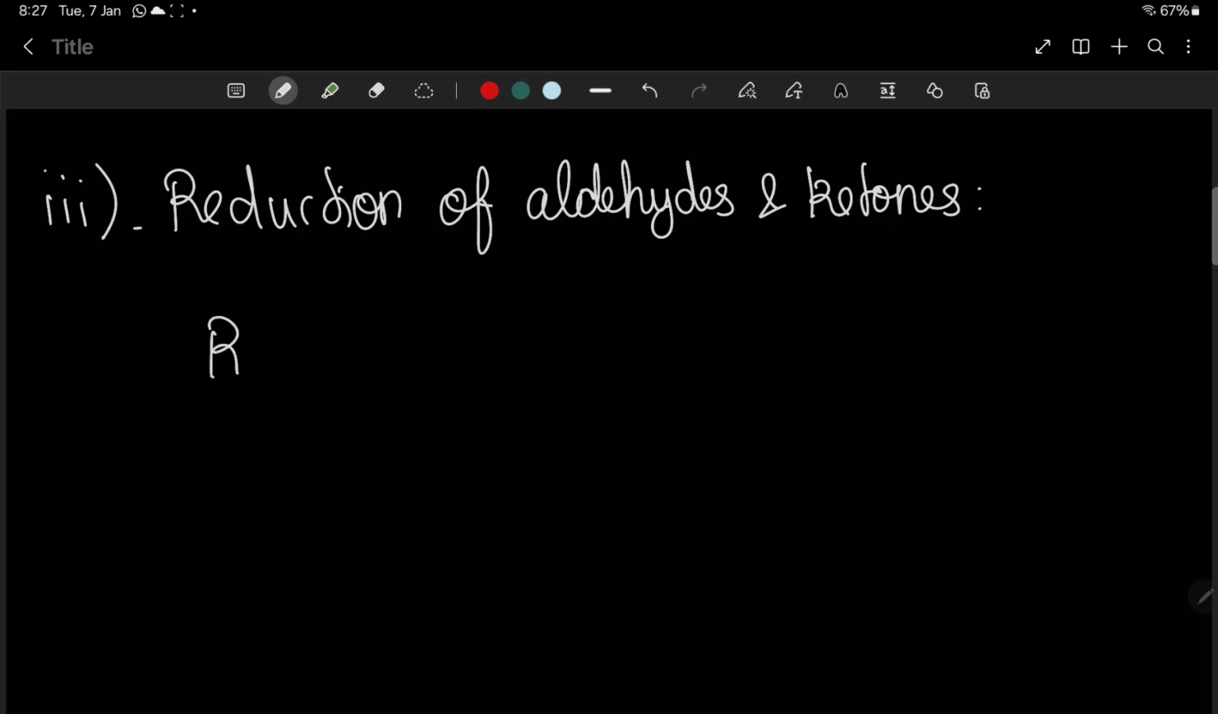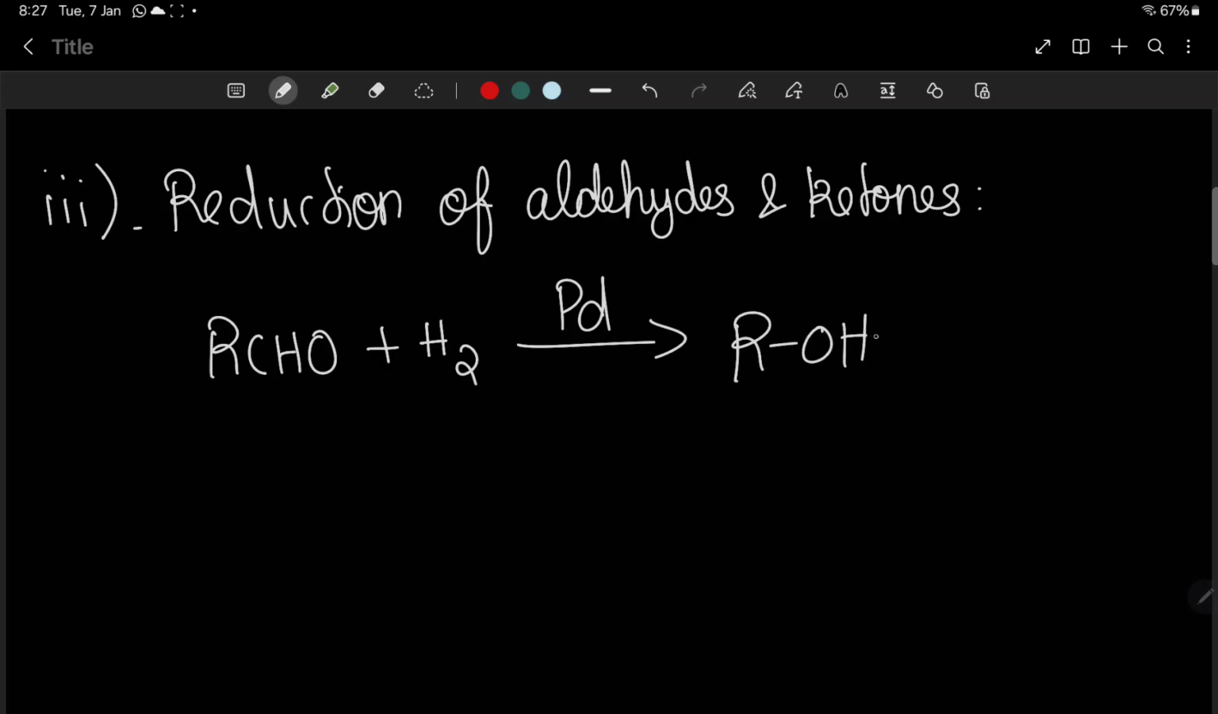That is RCHO plus H2 in presence of palladium. This is called what? Reduction. Addition of hydrogen is called reduction. We get ROH? No. We get RCH2OH. There is no difference in carbon atoms; this is not Gabriel phthalimide synthesis or Hofmann bromamide degradation. So we get the corresponding alcohol.